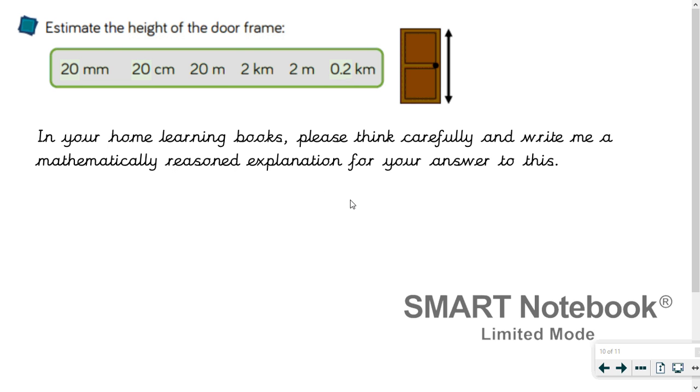Now, I've said for you to go in your home learning books, but I thought actually, if we just sort of discuss the sensible choices for this one, it saves you doing something in your home learning books, as you've already done a bit of work in them today, and I can get you on to your final task of the day. Okay, so a mathematically reasoned explanation would be telling me, just as we've done, why it can't be any of the others and why it's 2 metres.